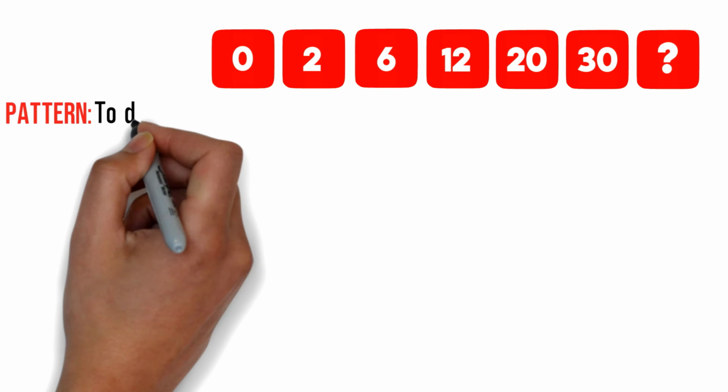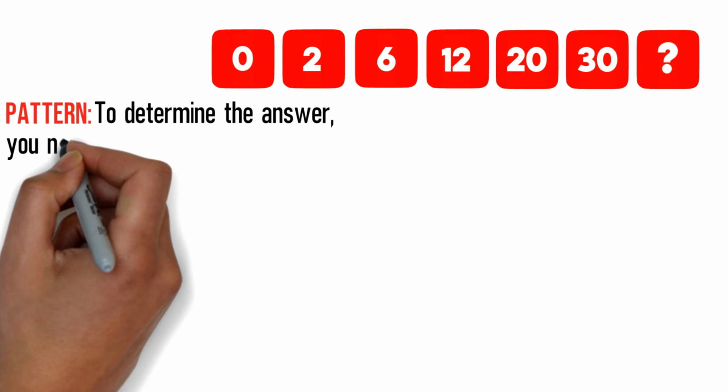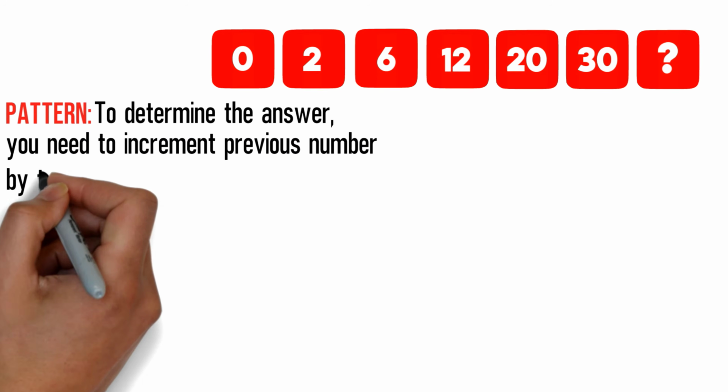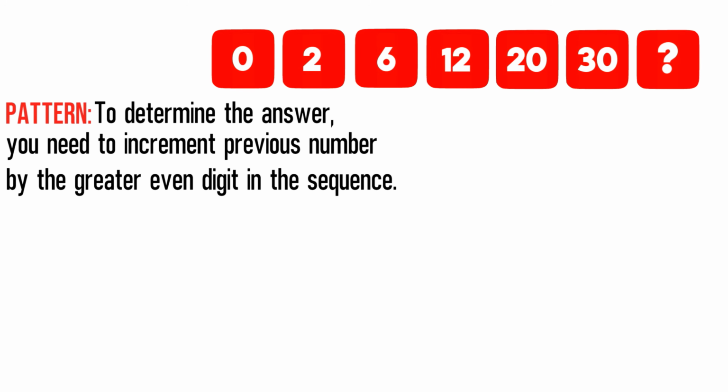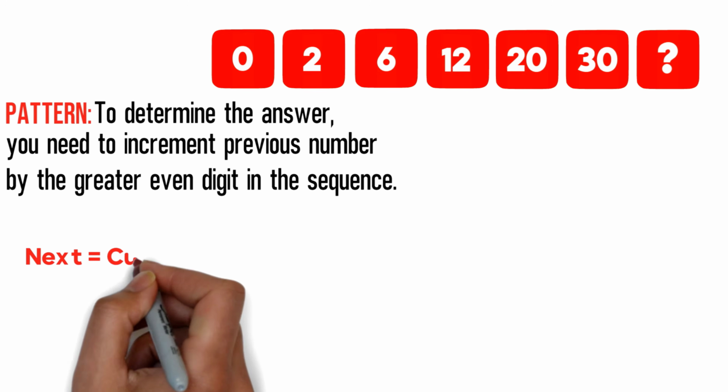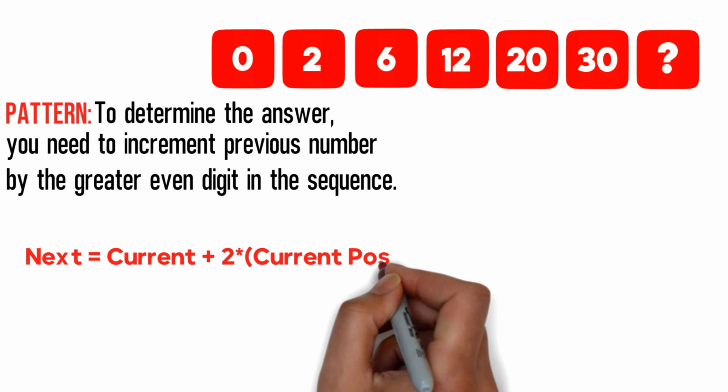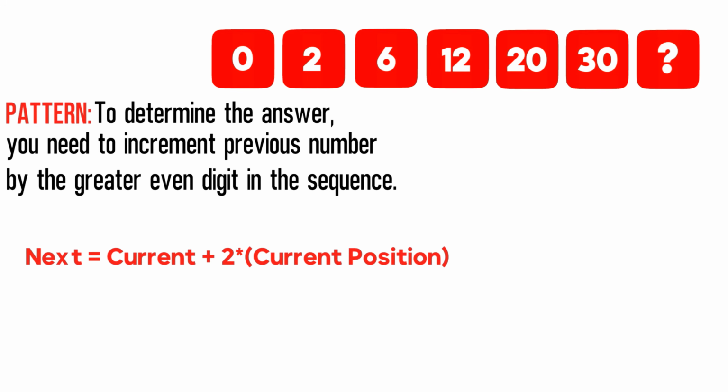As with any type of question, the key is to determine the pattern. To determine the answer in this particular case, you need to increment the previous number by the next even number in the sequence. You can even come up with the formula. And in our case, the formula to determine the next number would be current number plus 2 multiplied by current position. Let's see how it works.